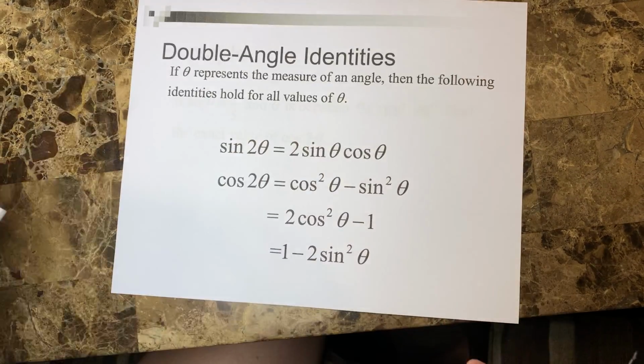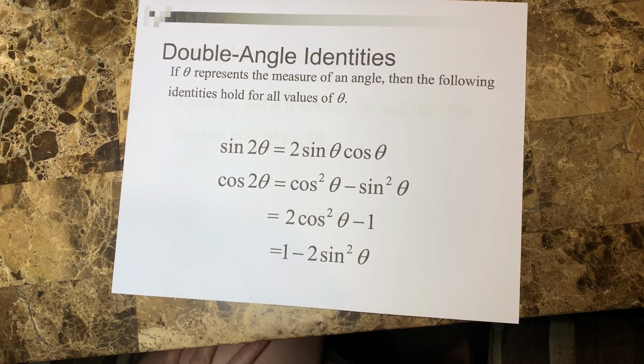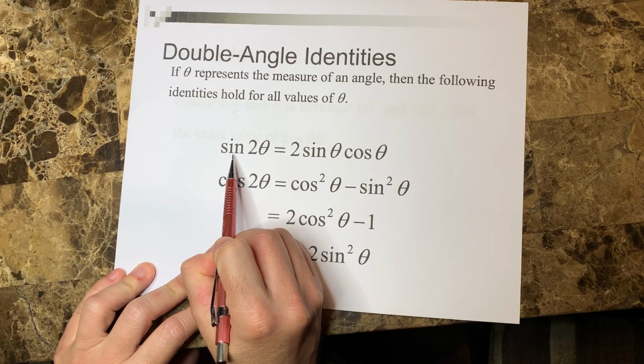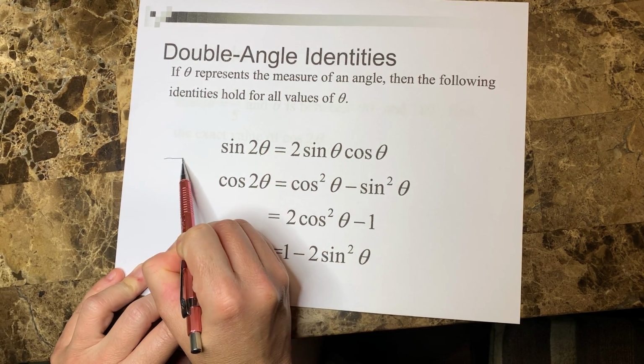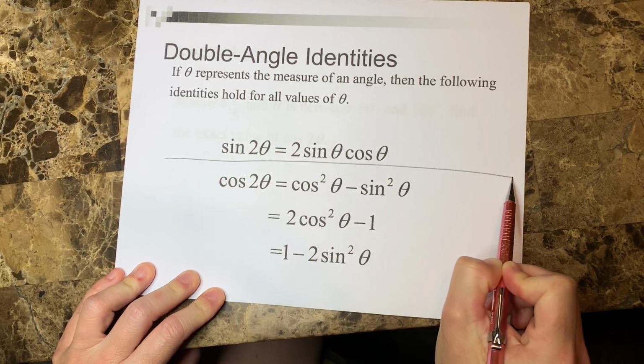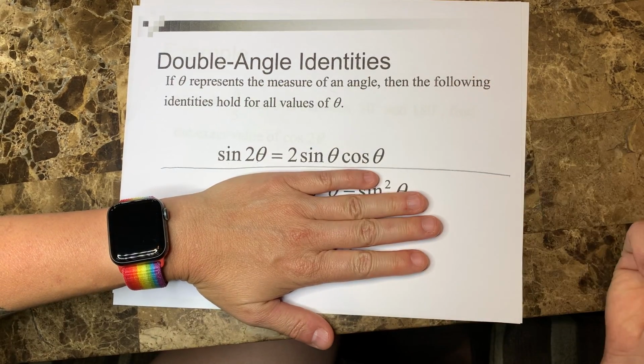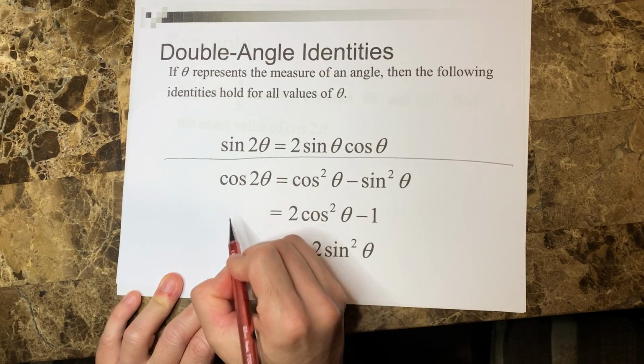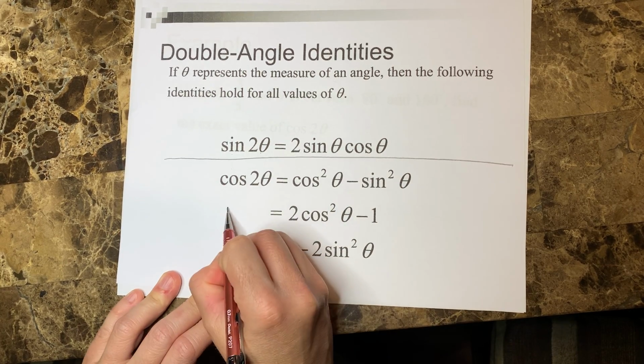So I'll leave this on the screen for a second. You can pause, you can copy it down. There is one formula for the sine of the double angle, right? That is right here above this line. That's the sine of the double angle. And then down here for the cosine of the double angle, you have three possible formulas, all right?